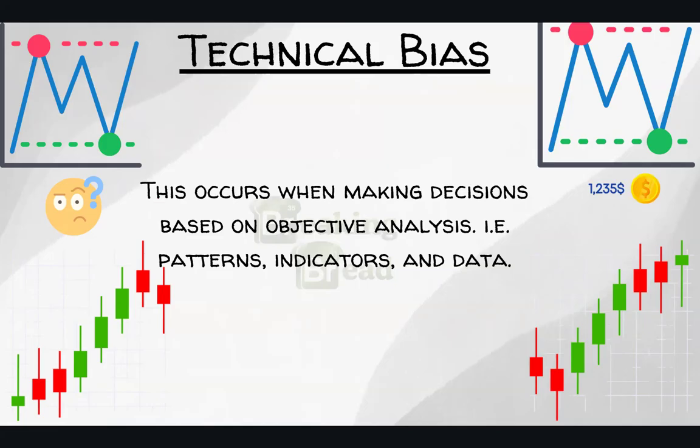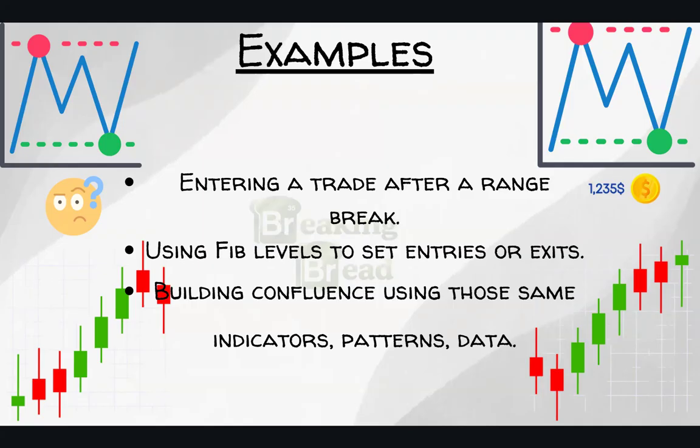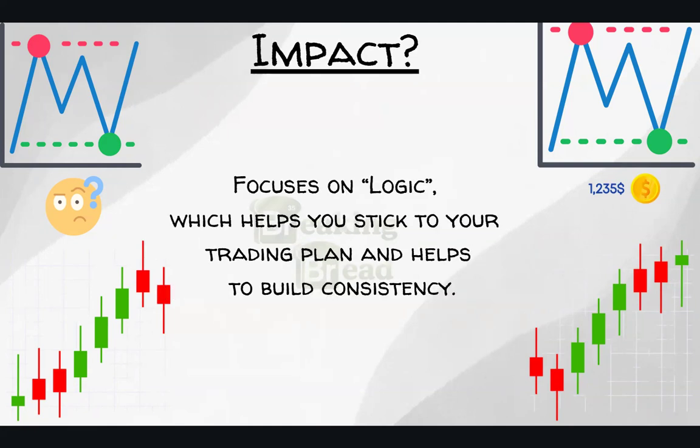Now, your technical bias occurs when making decisions based on objective analysis, such as using patterns, indicators, and data. Some examples of that would be entering a trade after a range break, or using your fib levels to set entries or exits, or building confluence using some of those same indicators, patterns, and data that we should be using. Now, this focuses on logic, which helps you stick to your trading plan and helps to build that consistency.